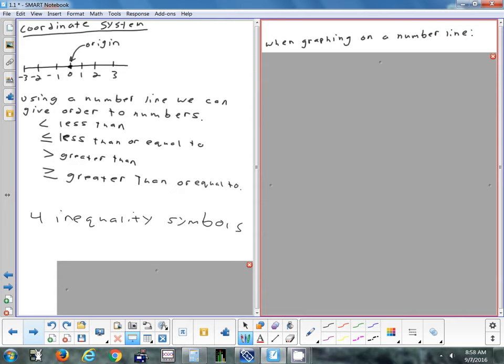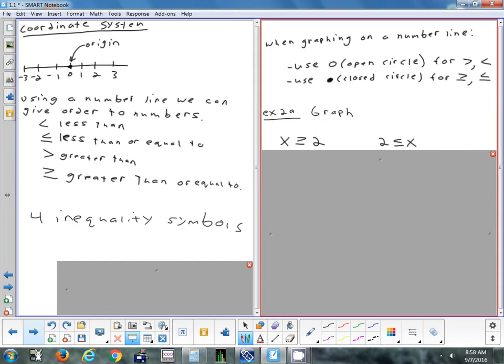Right, so when we graph on a number line, two kinds of circles. There's an open circle and a closed circle. How many people have done that kind of graphing before? Open circle, closed circle. Some people? All right, let's take a look at it.